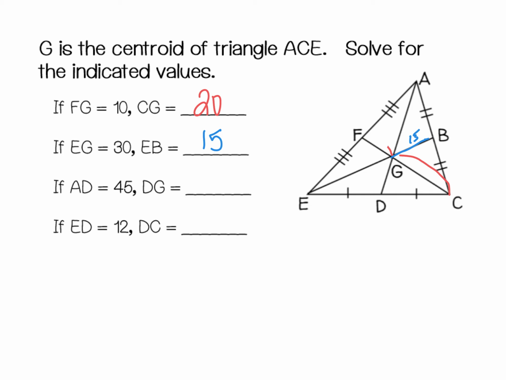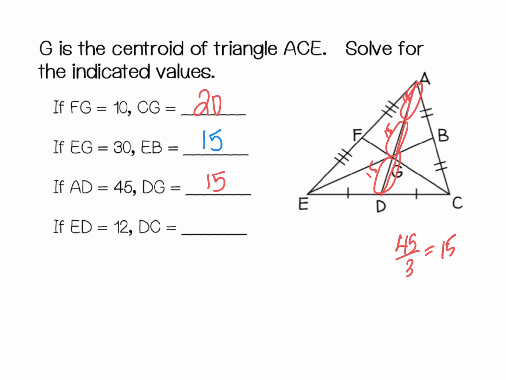I'm going to erase this just because I'm getting a lot of stuff over here. All right, next one says if AD is 45. Okay, so this whole median is 45. I want to know what is the short piece. Keep in mind, this short piece is repeated twice here, right? So really, I'm looking to break 45 into 3 congruent parts. So 45 divided by 3 is 15, which means each of these segments here is going to be 15 units long. So in this case, DG has to be 15.